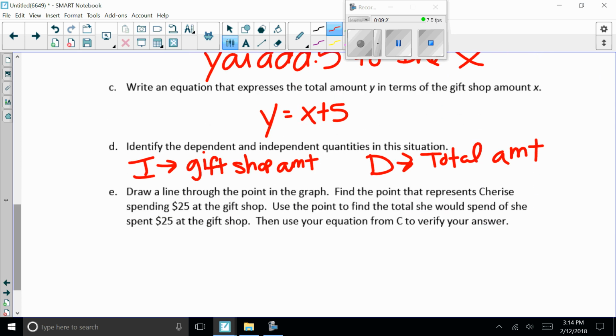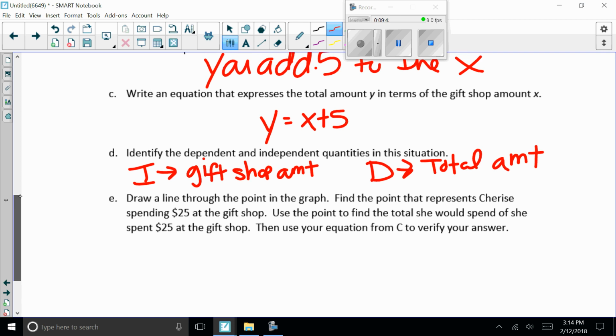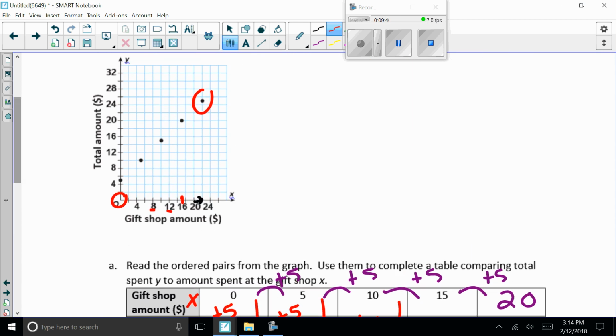E says draw a line through the points in the graph. Find the point that represents Sharice spending $25 at the gift shop. Use the point to find the total she would spend if she spent $25 at the gift shop. Then use your equation from C to verify your answer. Okay, so I'm going to come back up here and connect all these points to form a line. So it wants to be at 25. It's kind of hard to tell, but 25 is going to be right here because remember this 24 should be there where that line is. So if I track it up, it's going to hit about right here on this line. Okay, so it looks like on the graph it appears to be at 30.